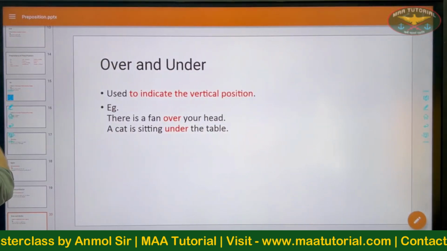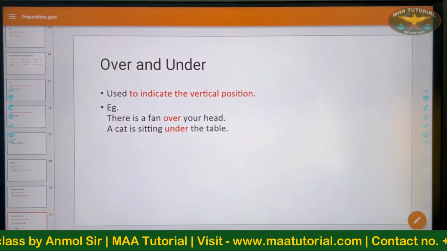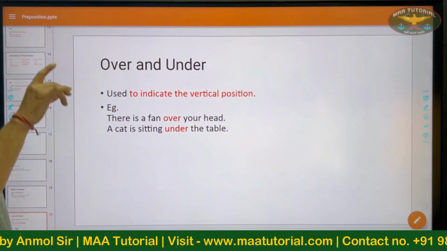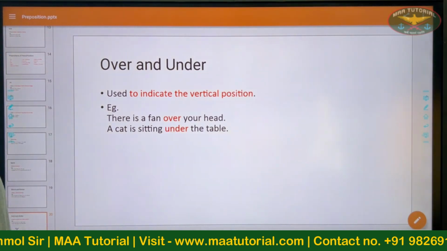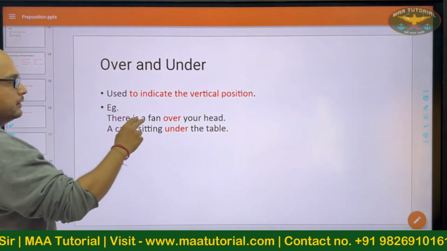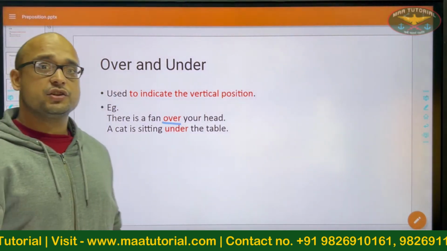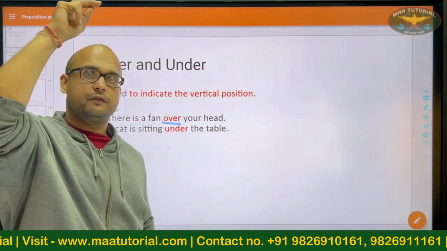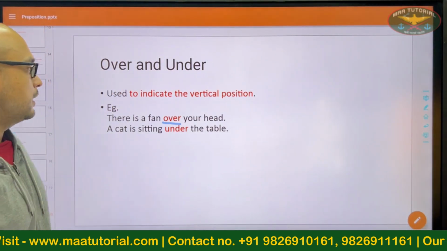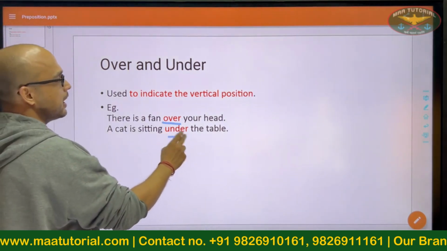Then we have over and under. This is used to indicate the vertical position. There is a fan over your head. So vertical position, it is right over your head. If it is just above, we can use the word over. And under. The cat is sitting under the table.